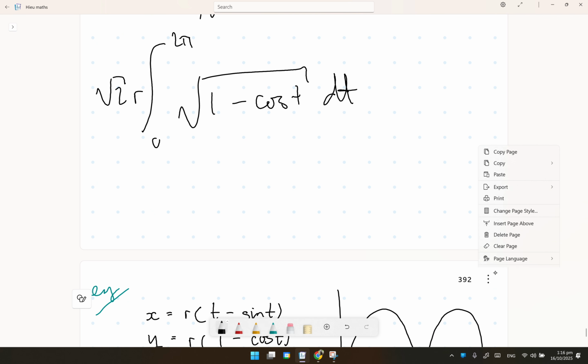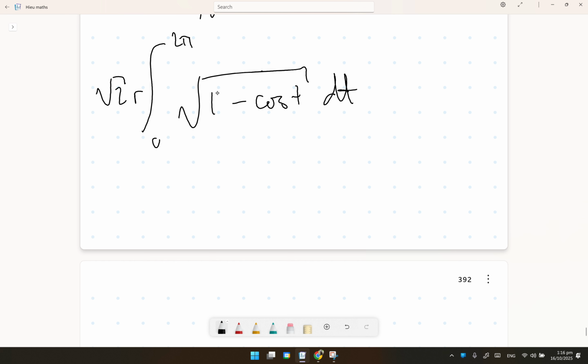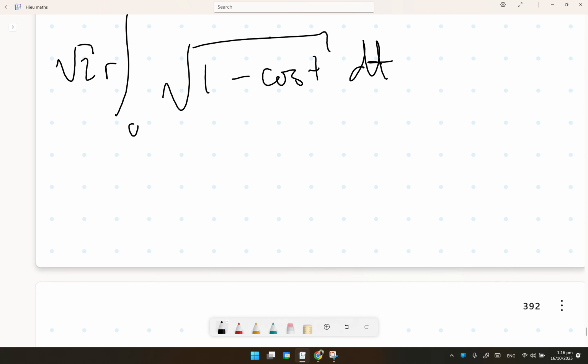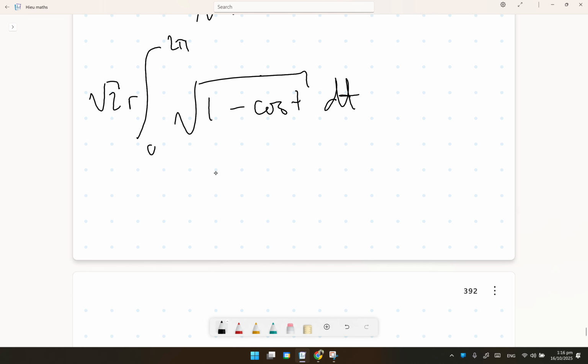Okay. In this case, it might not be obvious, but what we have to do is find something that's squared so that we can get out of the square root. So let's use the double angle identity: cos 2 theta is equal to 2 cos squared theta minus 1. Okay, now let's rearrange for this one, 2 cos squared theta.